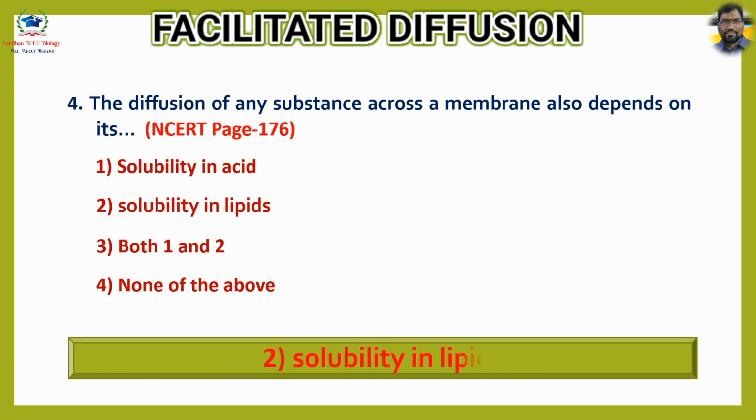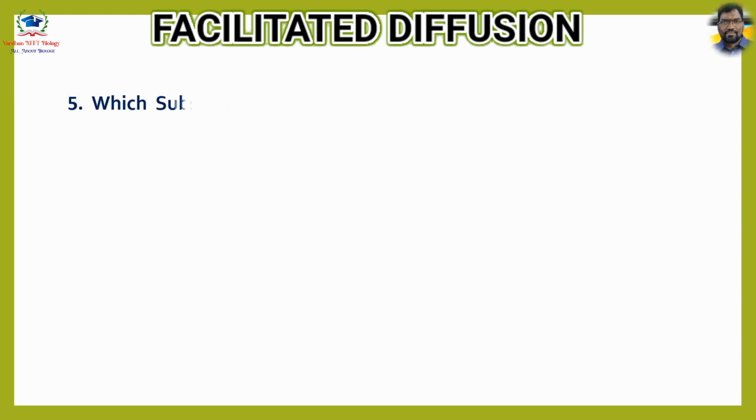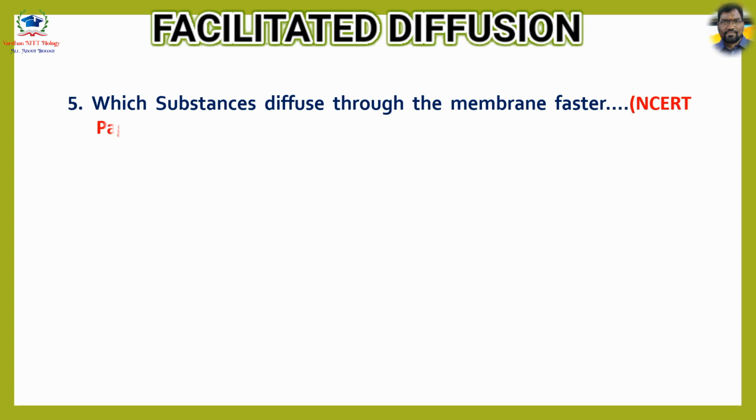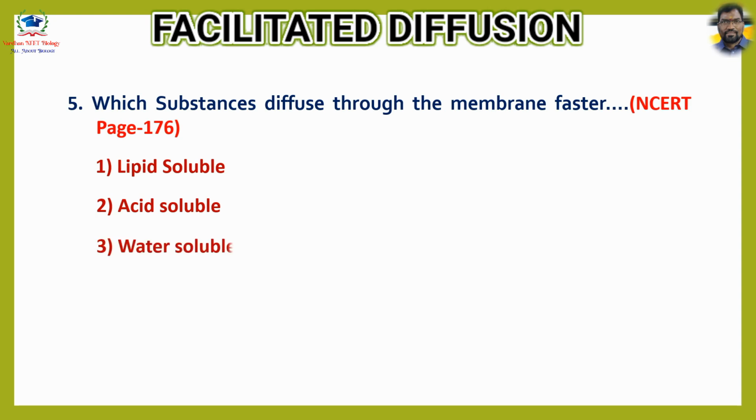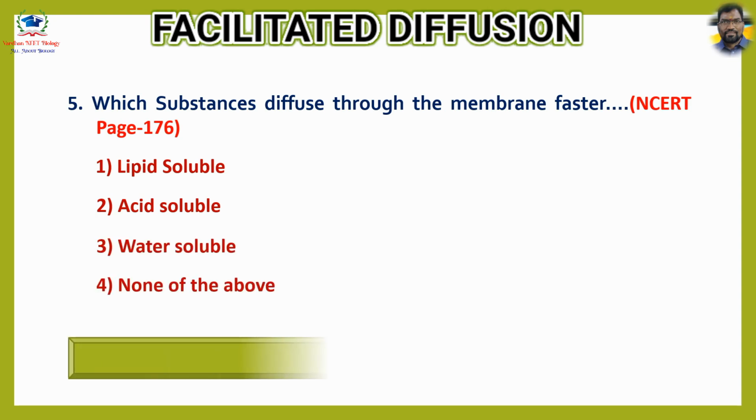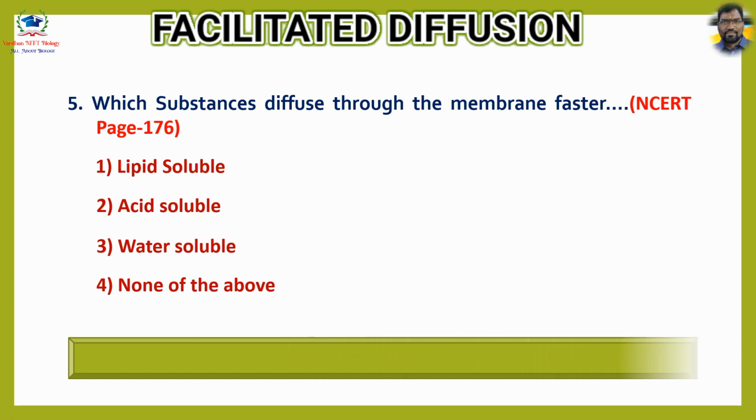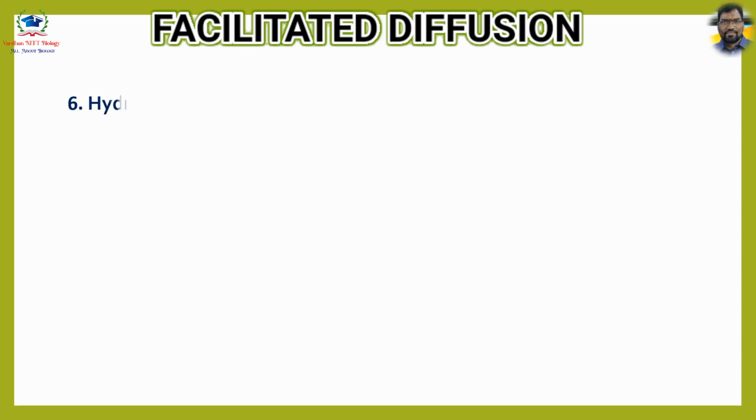Solubility in lipids. Question number 5. Which substances diffuse through the membrane faster? Options are 1. Lipid-soluble substances, 2. Acid-soluble substances, 3. Water-soluble substances, 4. None of the above. The answer is option 2. Lipid-soluble substances.